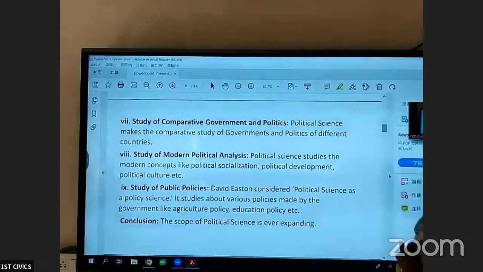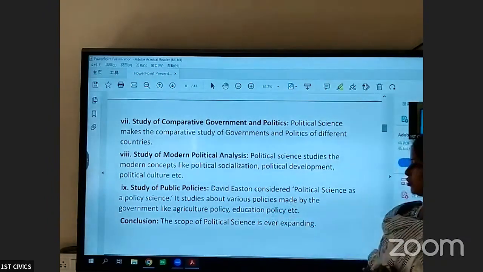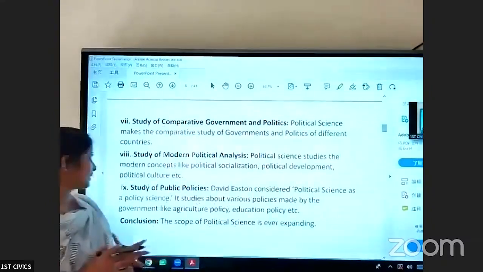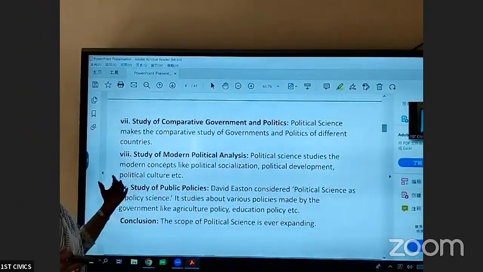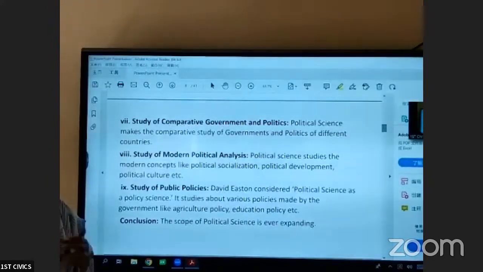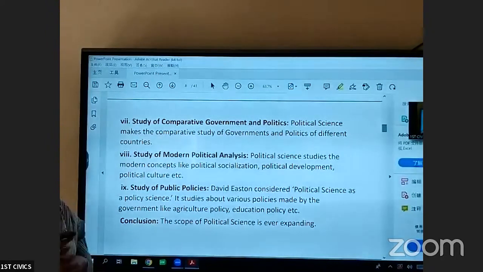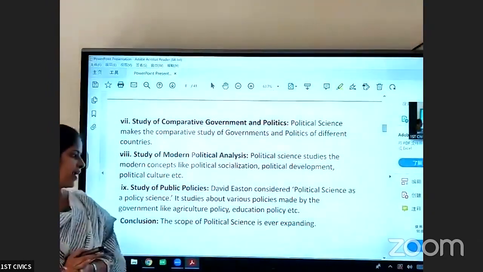See, politics, that is government, mainly deals with making policies for the welfare of the people, like agricultural policy, education policy, etc. So here we can say that the scope of political science is ever expanding. We started with the study of the individual, the relationship of the individual with society, state, and government. Now it studies various policies like public policy, education policy, population policy. So we can say that the scope of political science is ever expanding.